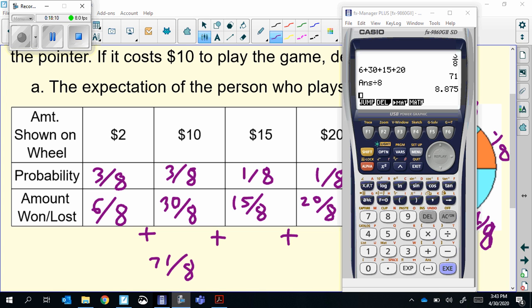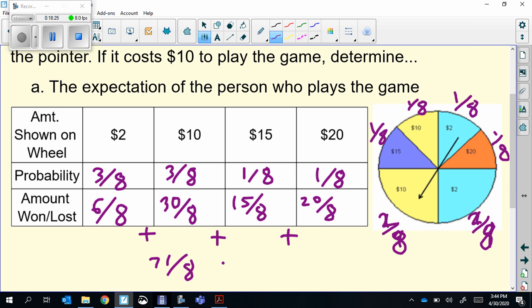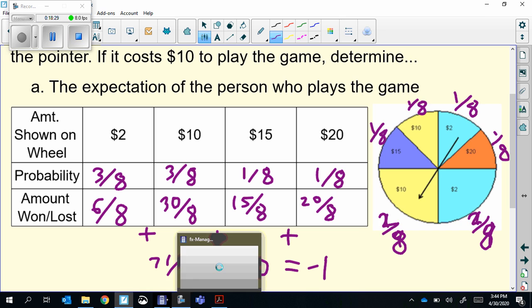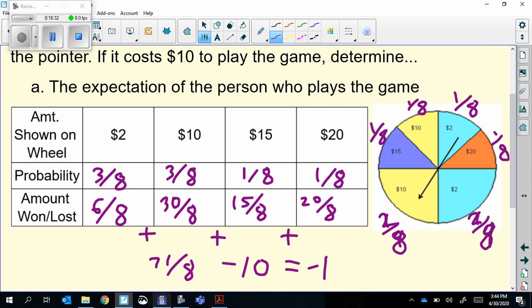That's your expected amount to win by playing once, but you have to remember that you are paying $10, so let's subtract the $10 from it. We can do that at the end here. So we'll take that and subtract the $10, and that is negative 1.125.